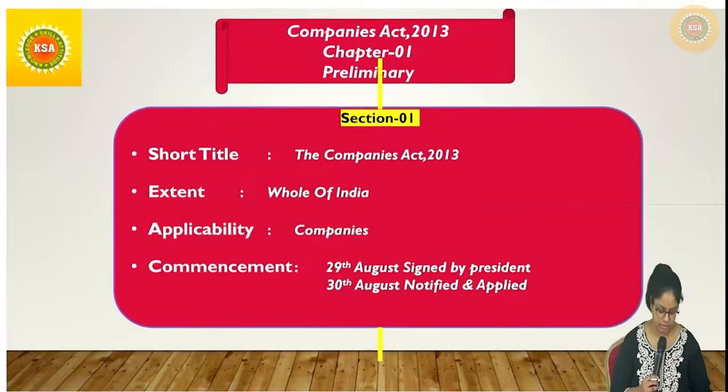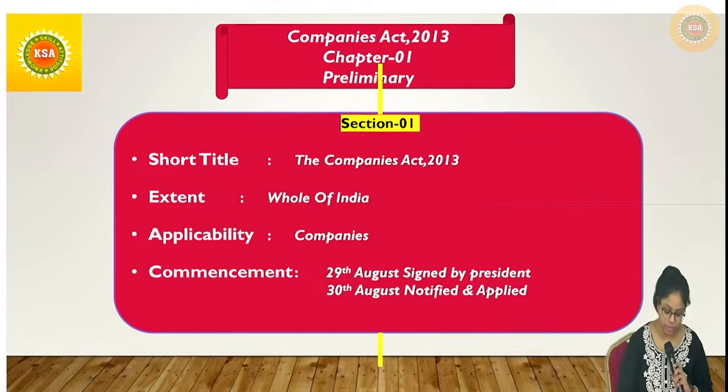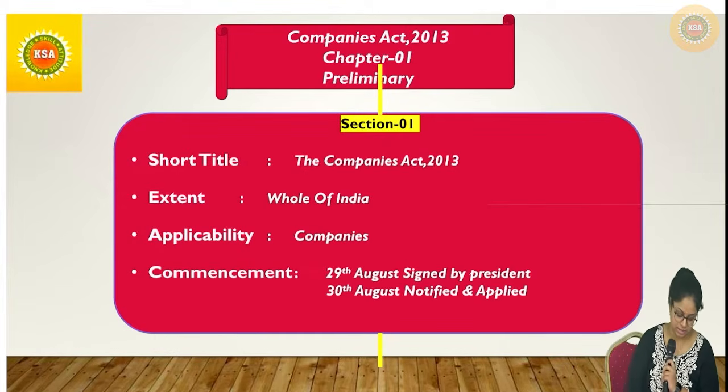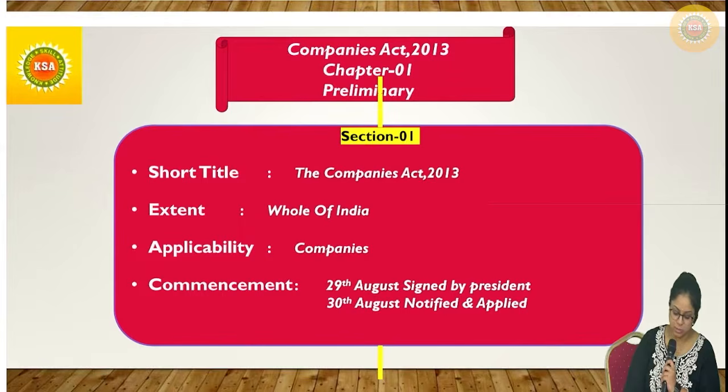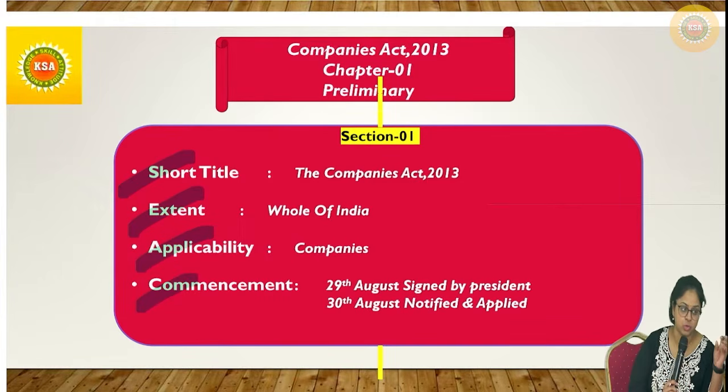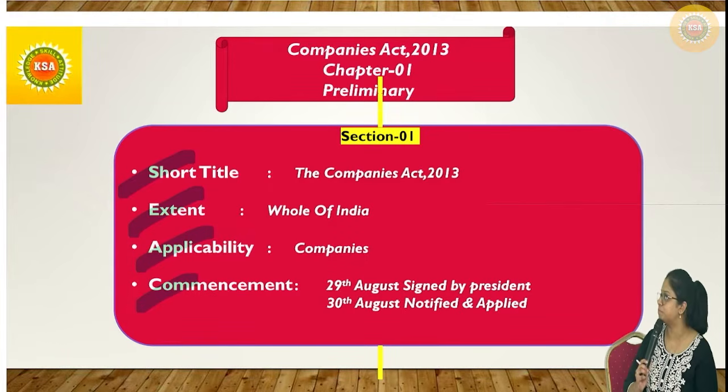Before we go on to today's topic, let's do a quick revision of what we did in the last class. Last class, we started with the first section in the Companies Act. Section number 1 talks about 4 important things: short title, extent, applicability, and commencement. People attending through Zoom, you'll have to keep putting your comments on the chat box so that I know you're able to hear and everything is fine.